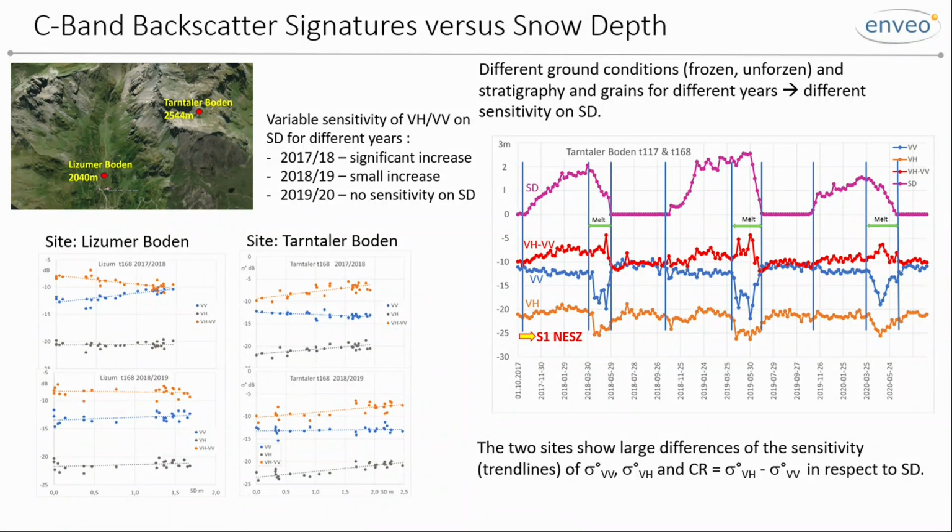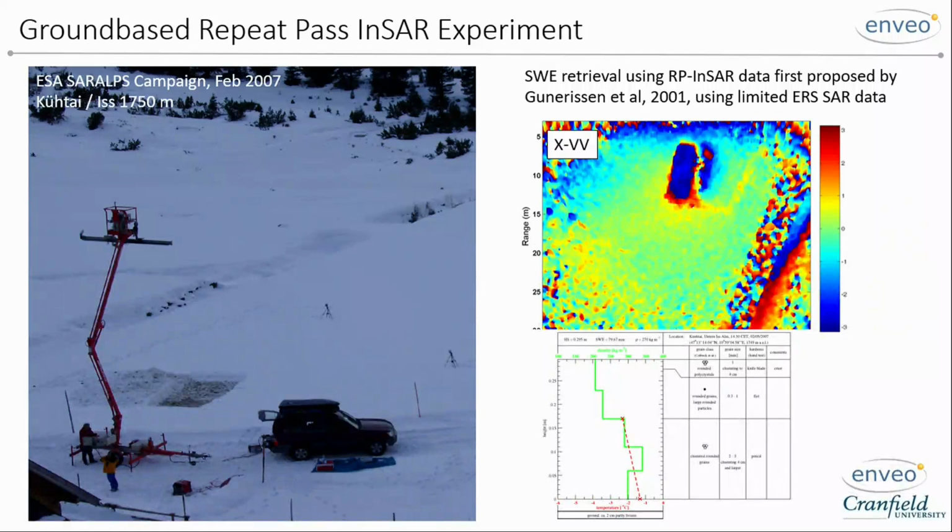In principle, for Downthaler bone, for one year, for example, it looks like you can design an algorithm with an increase of this cross-pole to co-pole. You can actually have a very nice algorithm. But you go 500 meters or 1 kilometer next to it, and it's totally different. Because, as I showed you at the beginning, snow does not always have the same conditions. Also the ground conditions and how they change during the season are important. And that makes it complicated.